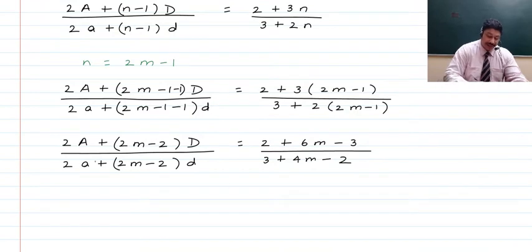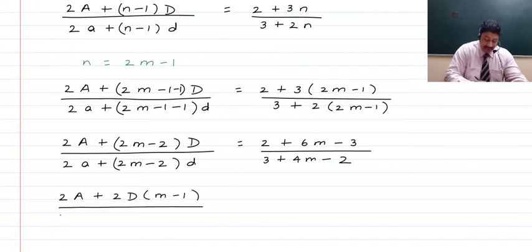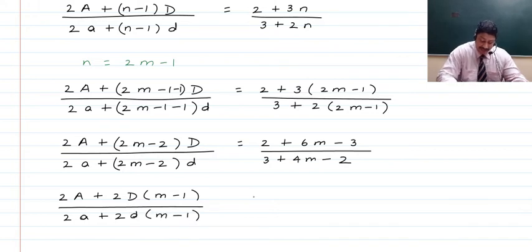Now children, here what we get to see is in the second term of the binomial on the left hand side, in the numerator as well as in the denominator, we can take the 2 outside, so we have 2a plus 2 times of d times of m minus 1, right? And similarly in the denominator we have 2 times of small a plus 2 can be taken common out from the binomial, and times of small d times of m minus 1 is what we have. And on the right hand side guys, on solving this further, we will get 6m minus 1 in the numerator, and in the denominator we have 4m plus 1, right?